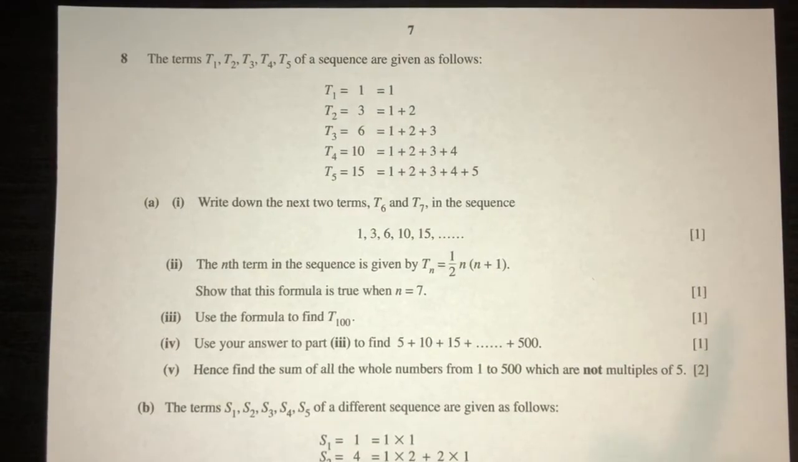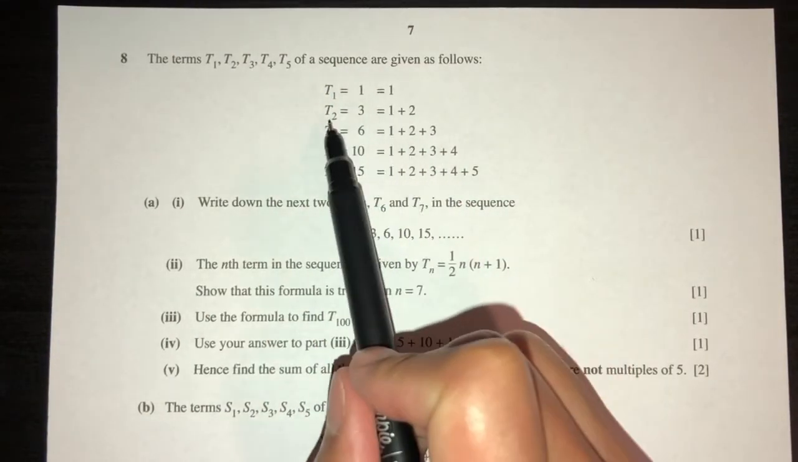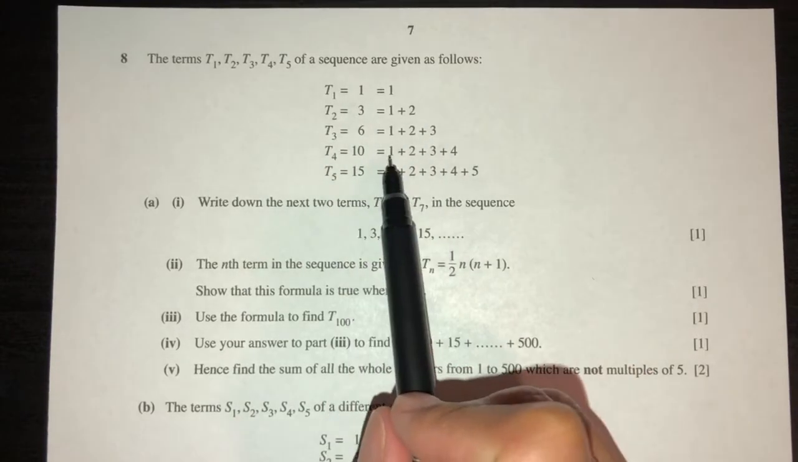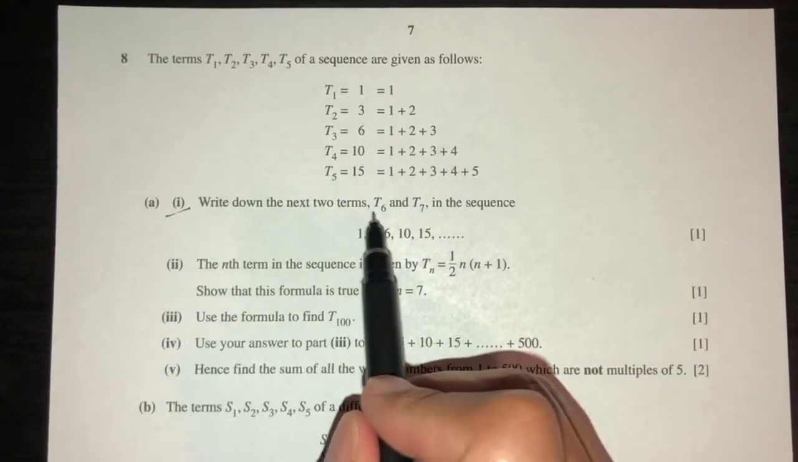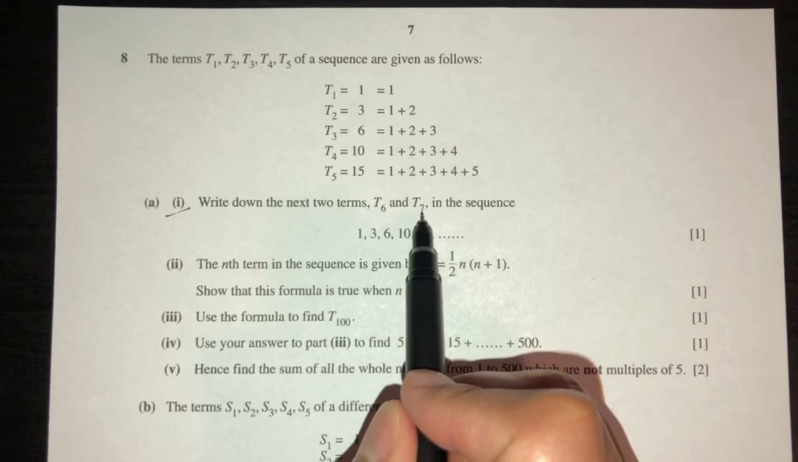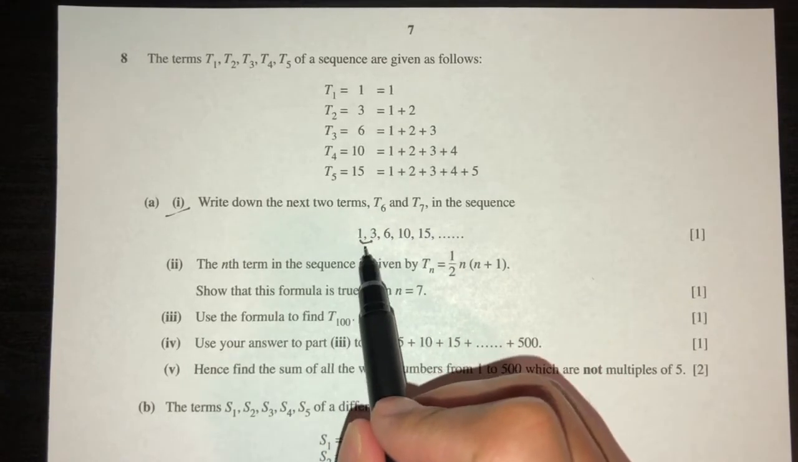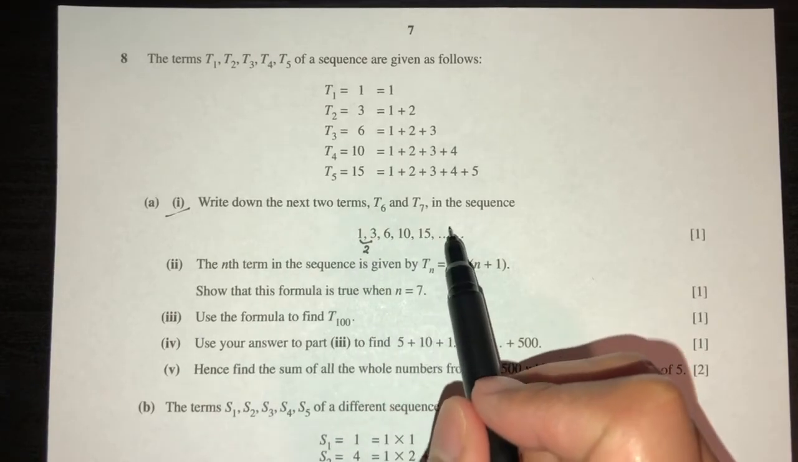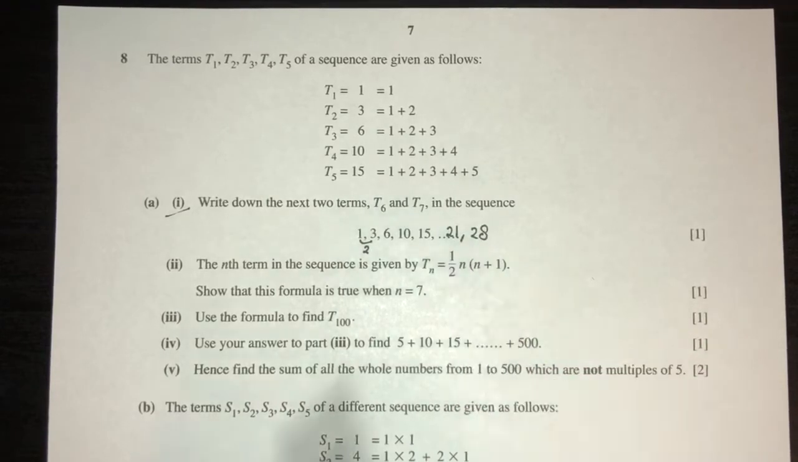The terms T1, T2, T3, T4, and T5 of a sequence are given to you as below. So T1 is 1, T2 is 1 plus 2, T3 is 1 plus 2 plus 3, T4 is 1 plus 2 plus 3 plus 4, going on, right? Now part 1, write down the next two terms, T6 and T7. So this is our sequence. This is plus 2, plus 3, plus 4, plus 5, plus 6, that will be 21, and plus 7, that will be 28. That is your 6th and 7th term.